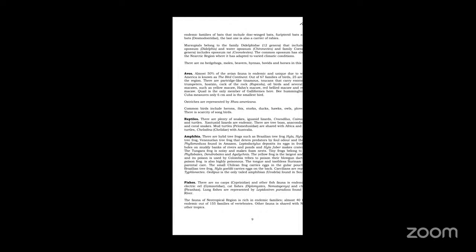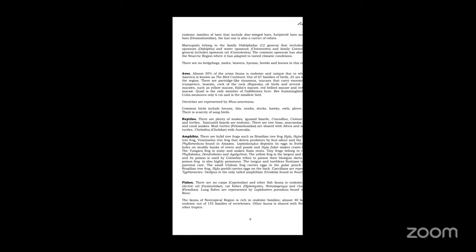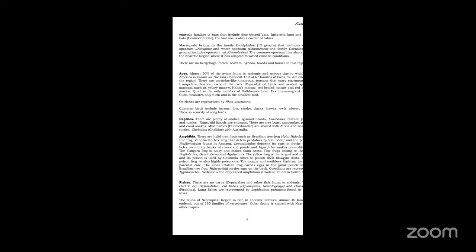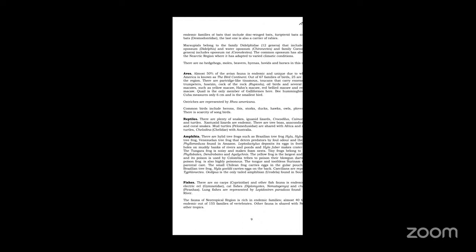So there are tinamous, toucans, and then you have the beaks, the trumpeters, oilbirds, cock of the rock, and several species of macaw such as yellow macaw, Hahn's macaw, red-bellied macaw, and red and blue macaw. Quail is the only member of the Galliformes here. Even the bee hummingbird is found in this region.